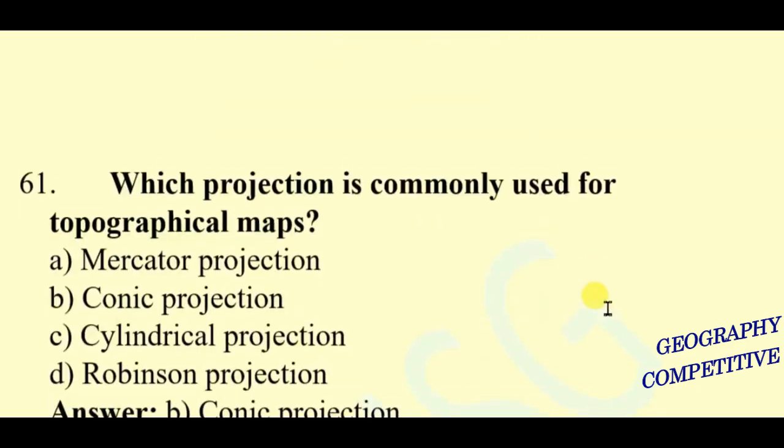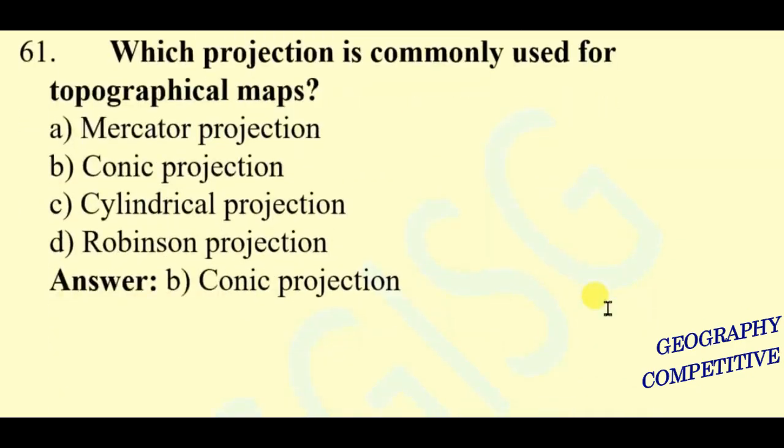Map projections and scale. Which projection is commonly used for topographical maps? Mercator projection, conic projection, cylindrical projection, Robinson projection. Here the right answer will be conic projection.